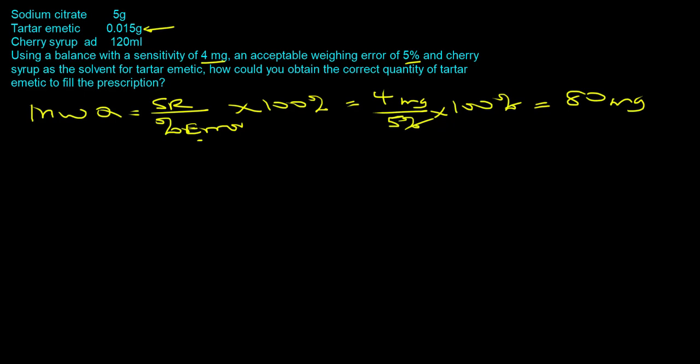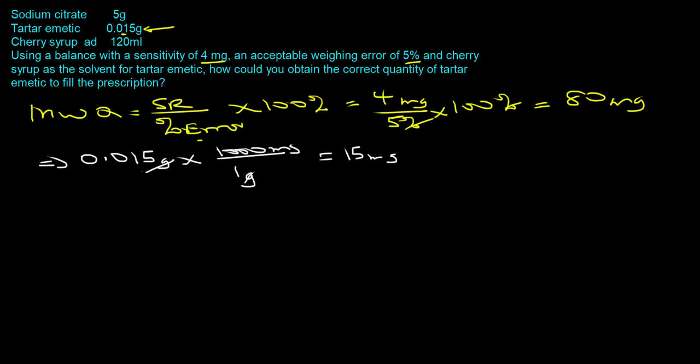Now, if you converted the 0.015 grams to milligrams, you're going to end up with 15. Actually, let's also do that as well. So you have 0.015 grams, and we know that 1 gram is 1,000 milligrams. So you end up with 15 milligrams.